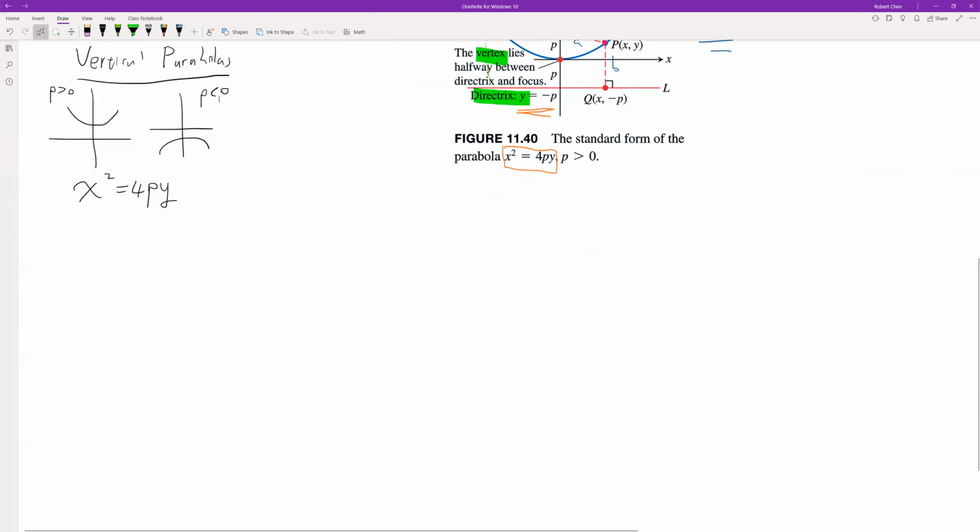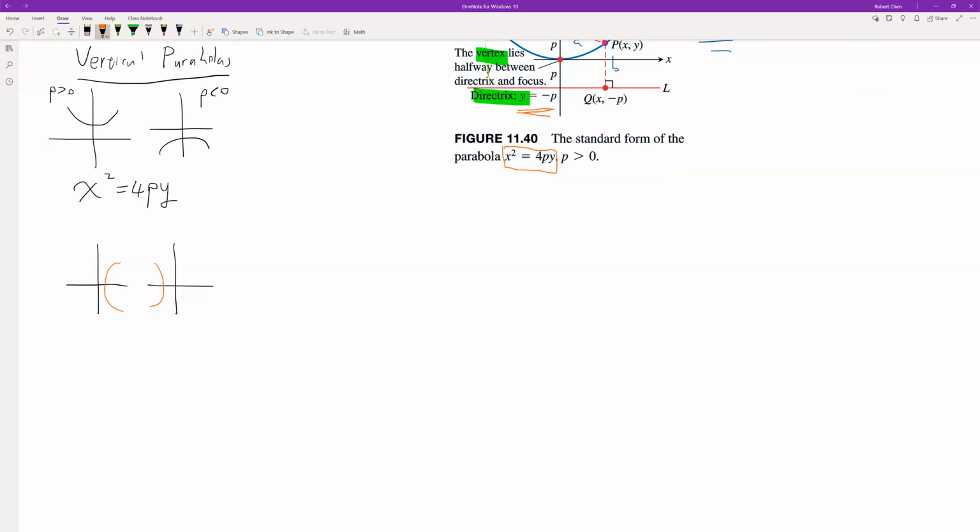Now, in a different sense, we can also have a parabola that opens sideways, like this. Like opening to the right or to the left.